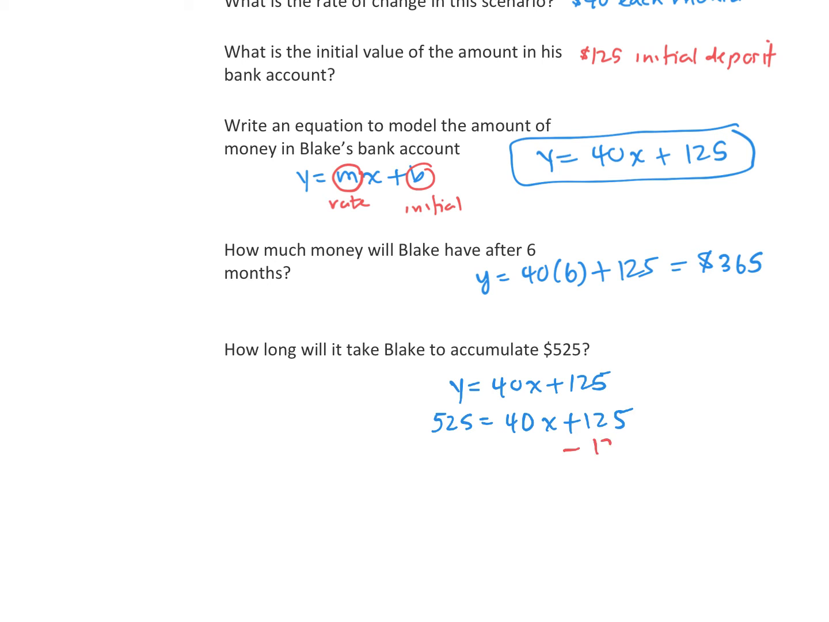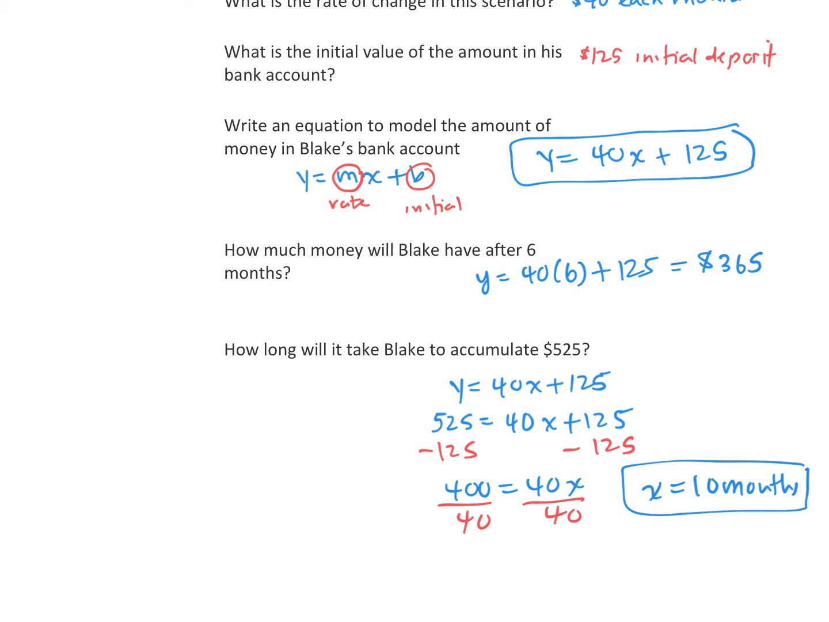So let's get rid of the initial value. So we'll subtract 125, which leaves me with $400 at $40 each month. So we'll divide by 40 to determine the number of months. So $400 divided by $40 each month means it would take 10 months to save that much money.